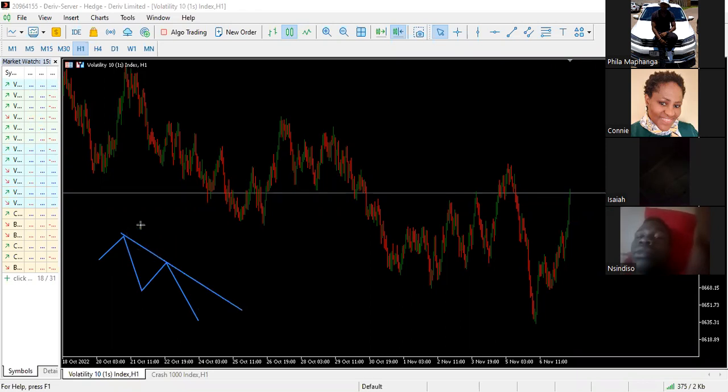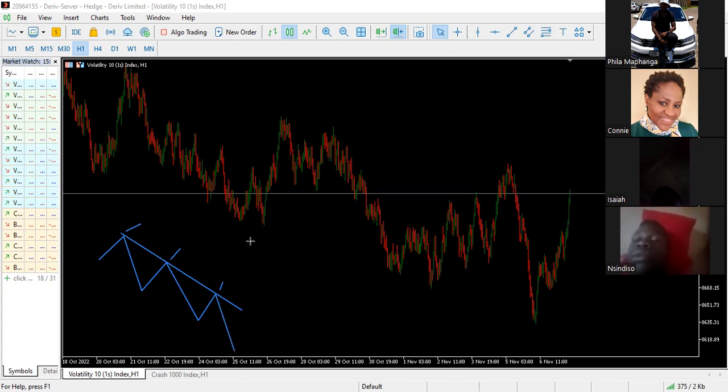This is our first point, this is our second point. Now we're waiting for the price to touch the trend line again. As soon as the price touches the trend line, we're going to sell. Can you see it? Now we're going to sell. The price will go down.